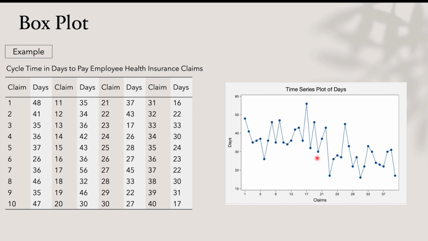It means that something must have improved during the later part of the process. Maybe during the first week of the data recording or monitoring, they were experiencing some problems which they fixed during the next week, and they improved the cycle time of the insurance claims.